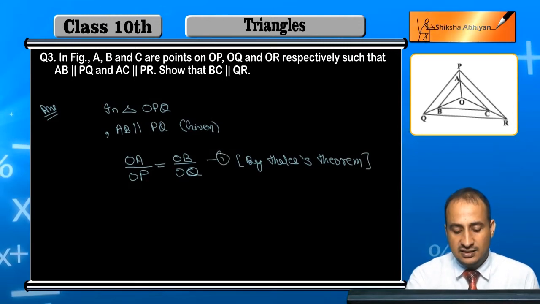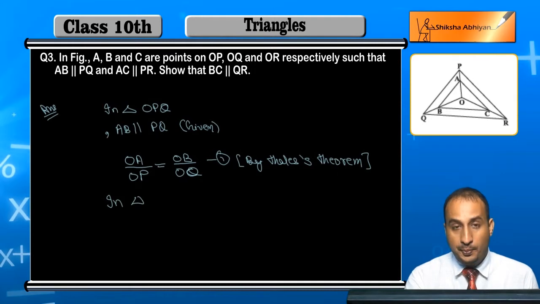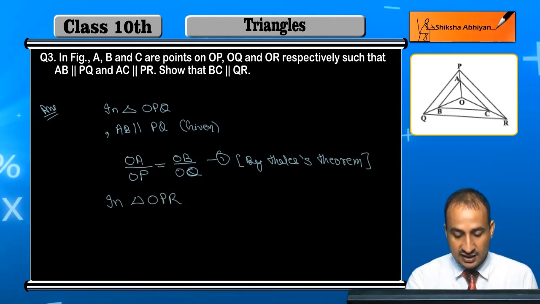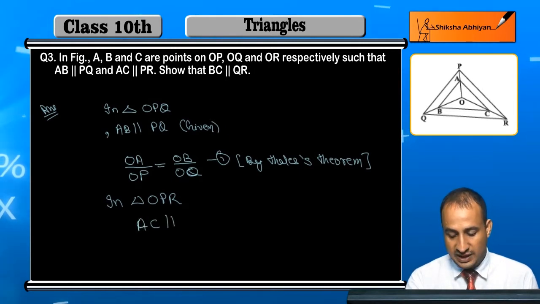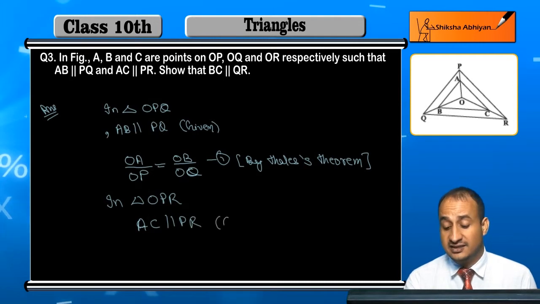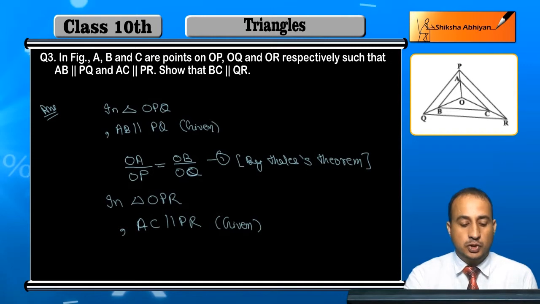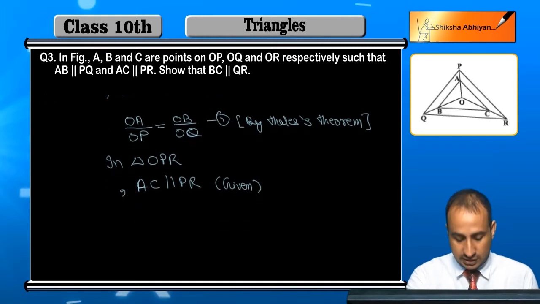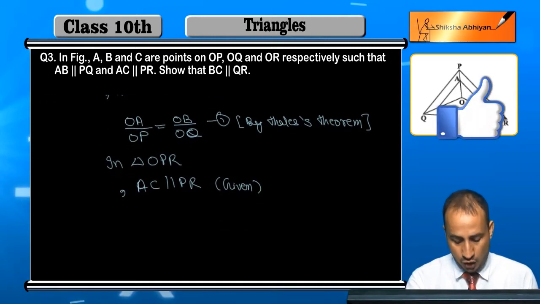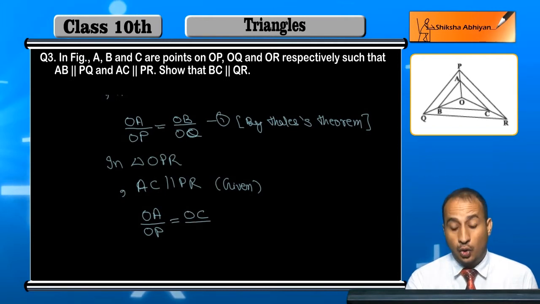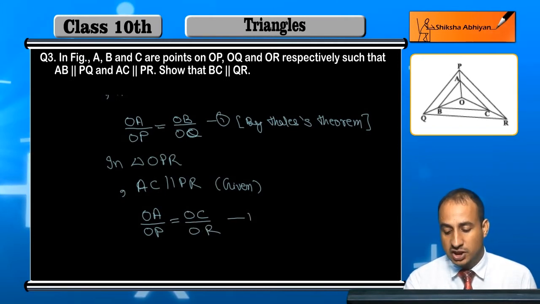Again, in triangle OPR, since AC is parallel to PR, and it is given to you, by the basic proportionality theorem, Thales theorem, I can write OA upon OP is equal to OC upon OR. And mark it equation 2.